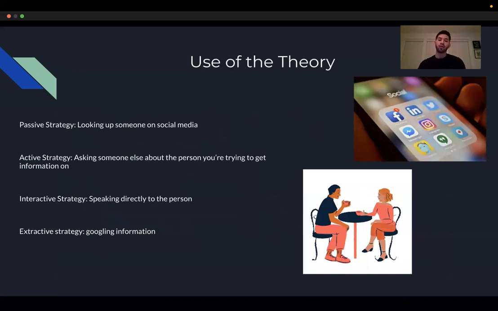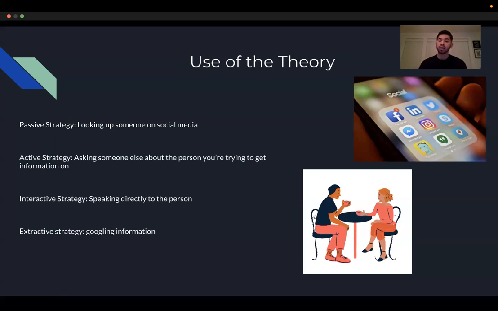So I'm going to be going over the use of the theory. Now that we know what uncertainty reduction theory is, how do we apply that to everyday life? So Macy already went over the main strategies that everyone normally uses in order to reduce uncertainty. So that's going to be the passive strategy, active strategy, interactive strategy, and the extractive strategy. So now that we know what those strategies are, how do we plug those into our everyday life?